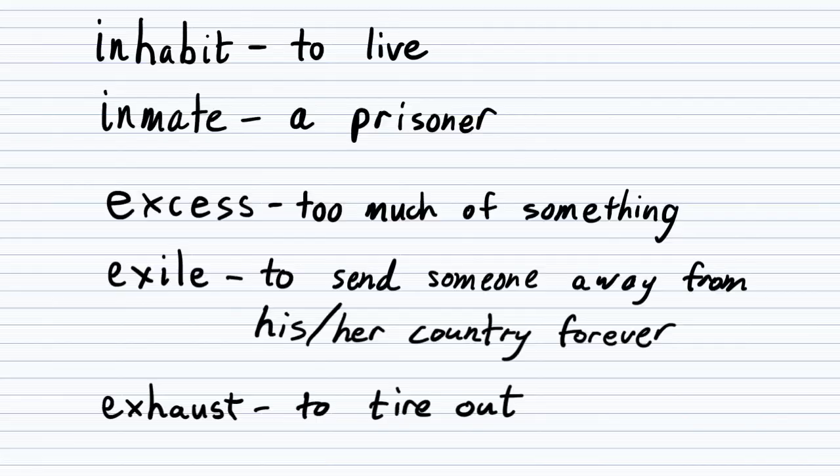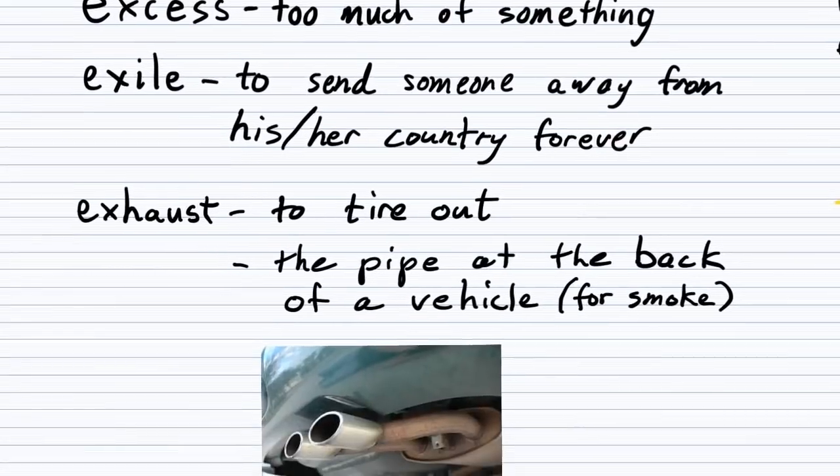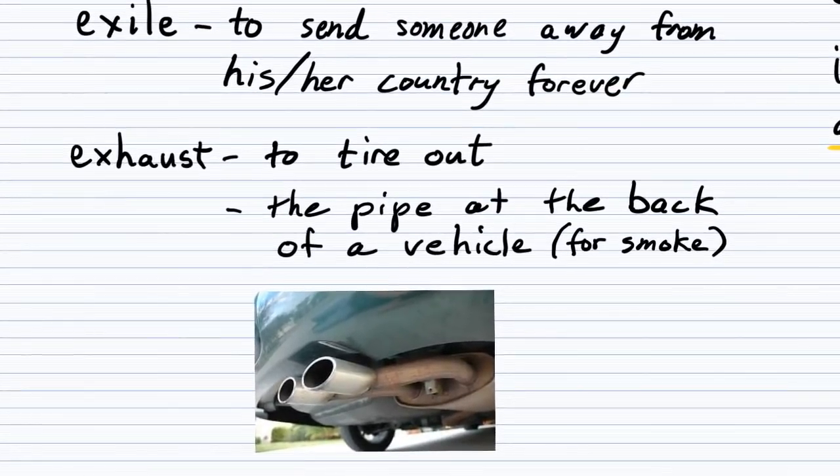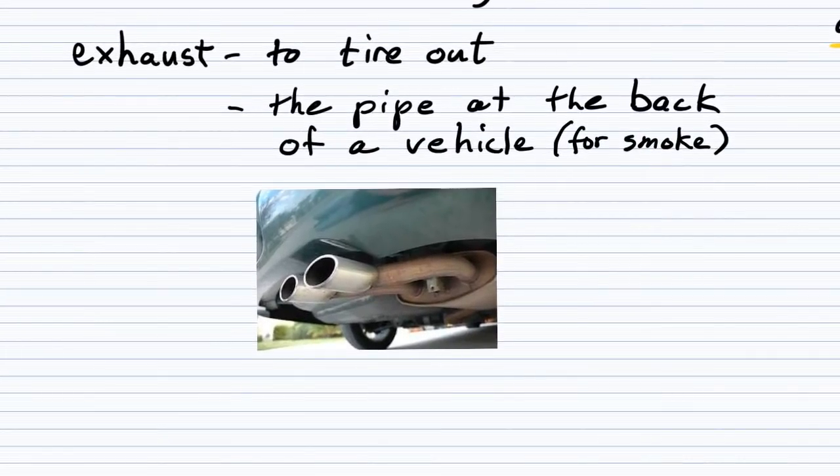But it also means the pipe at the back of a vehicle. So this pipe here, where the smoke comes out on a motor vehicle, is called the exhaust pipe or the exhaust. And like any car or motorcycle that uses a motor and has gas, this is where the waste or the exhaust comes out. And actually, I'm going to do one more IN word before we move on to DE.